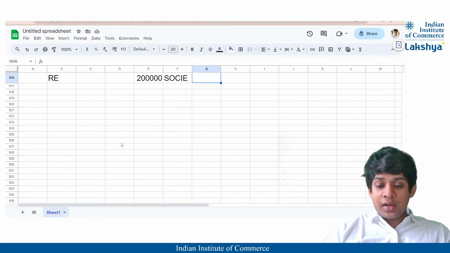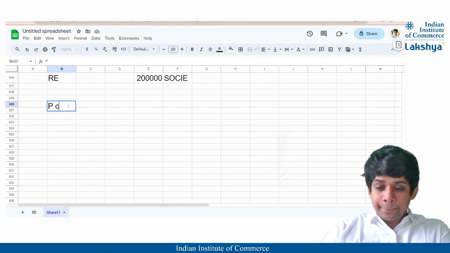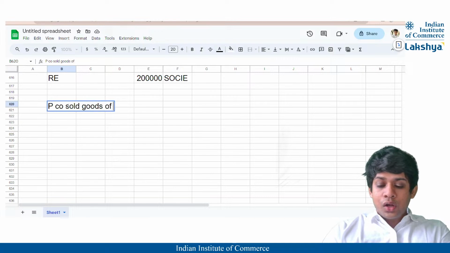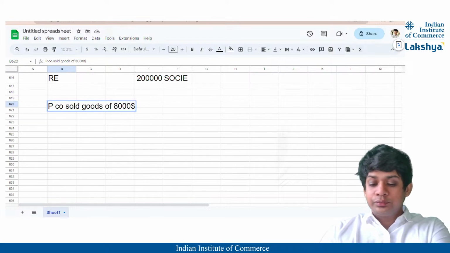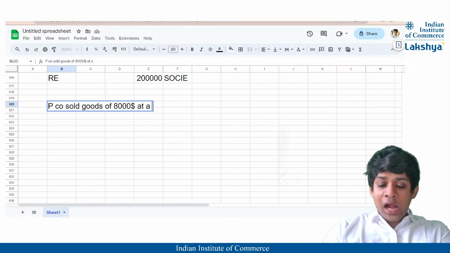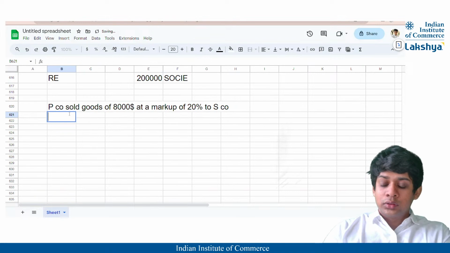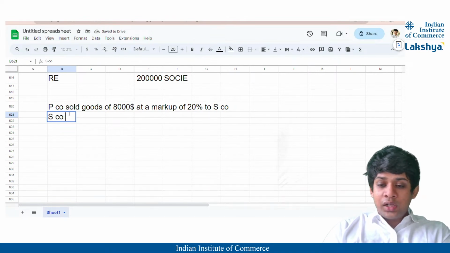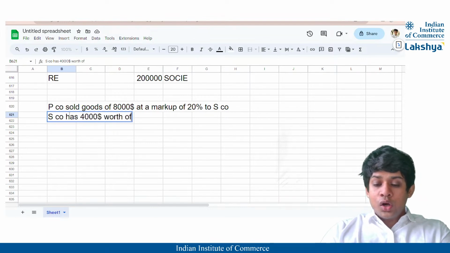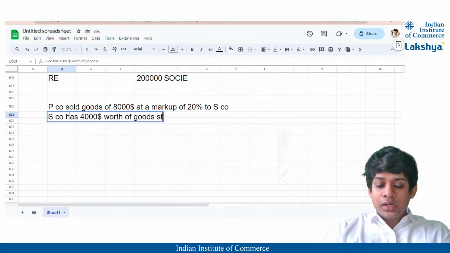So what they are trying to say is that maybe say the parent company sold goods of $8,000 at a markup, okay, we'll learn markup also here, of 20% to the subsidiary company. Okay, the subsidiary company has $4,000 worth of goods still in inventory.